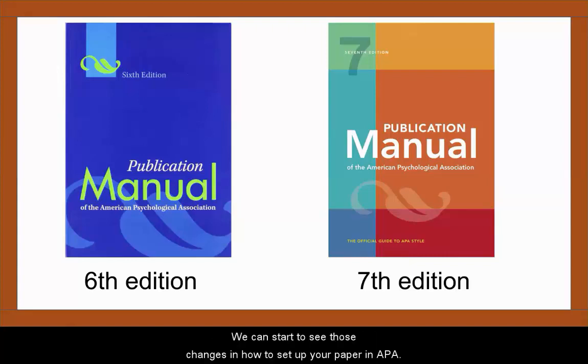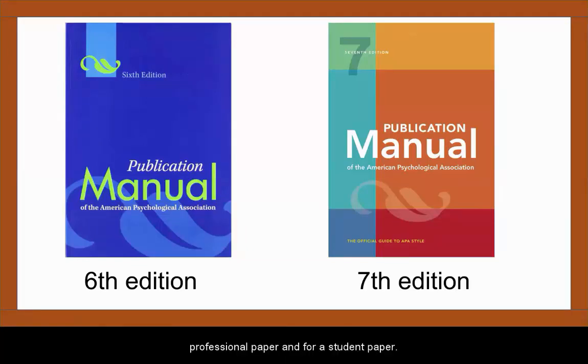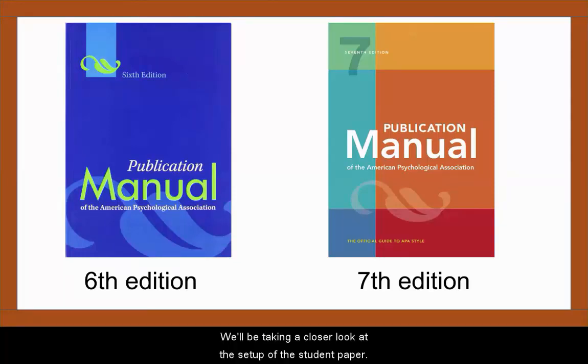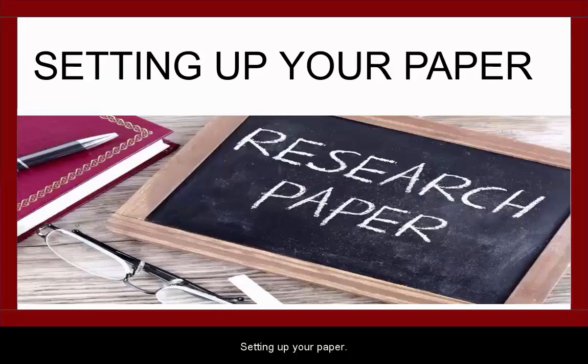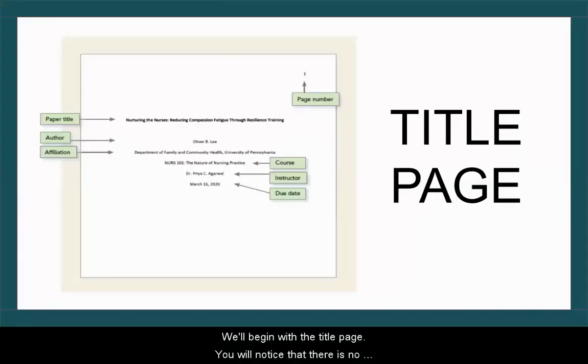We can start to see those changes in how to set up your paper in APA. The 7th edition provides examples for both a professional paper and for a student paper. We'll be taking a closer look at the setup of the student paper. Setting up your paper. We'll begin with the title page. You'll notice that there is no longer a running head. Now you just need a page number in the upper right-hand corner of all of your pages.